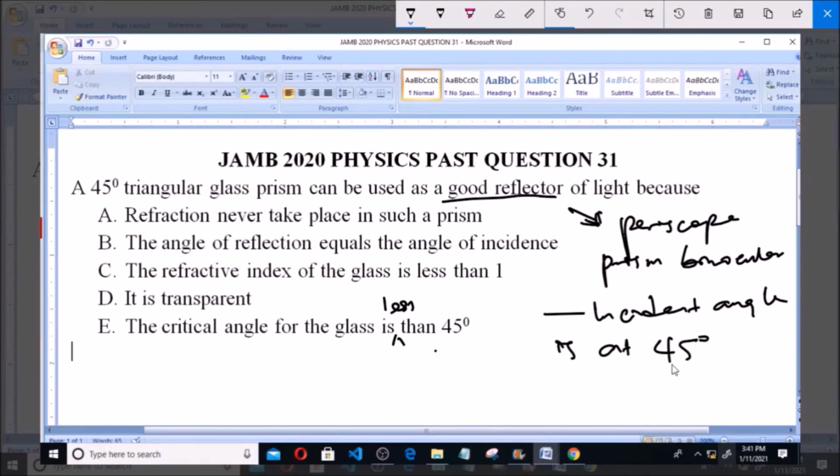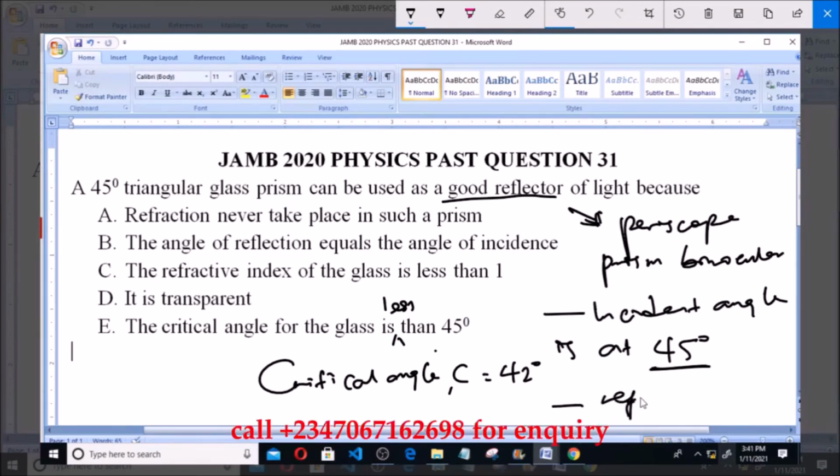And looking at this incident angle, which is at 45 degree, it is higher than the critical angle of glass. Now the critical angle of glass is said to be 42 degree. Because the incident angle of this 45 triangular glass prism is always 45 degree, and this angle is higher than the critical angle of glass, the entire light will be totally reflected to give a reflected ray having an angle of also 45 degrees.